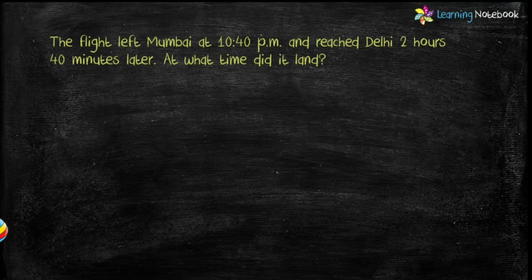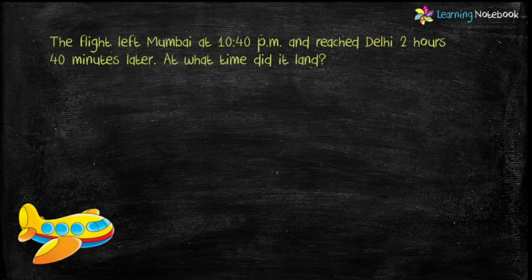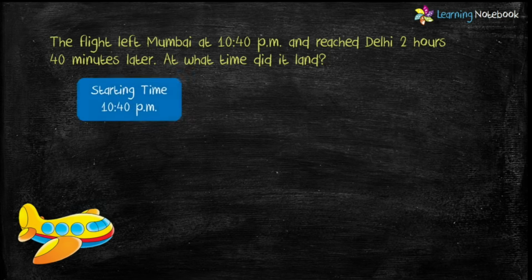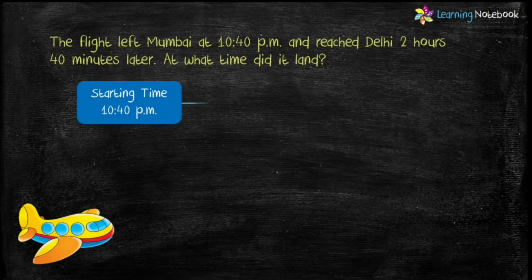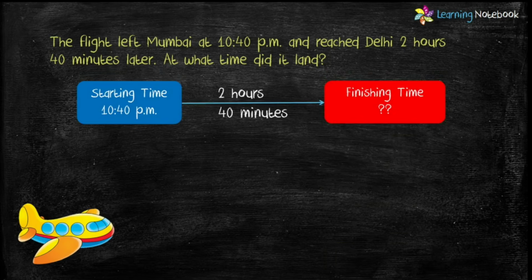Next question is, the flight left Mumbai at 10:40 p.m. and reached Delhi 2 hours 40 minutes later. At what time did it land? So students, here we are given the starting time as 10:40 p.m. and duration of the flight is 2 hours 40 minutes. So what will be the finishing time of the flight?